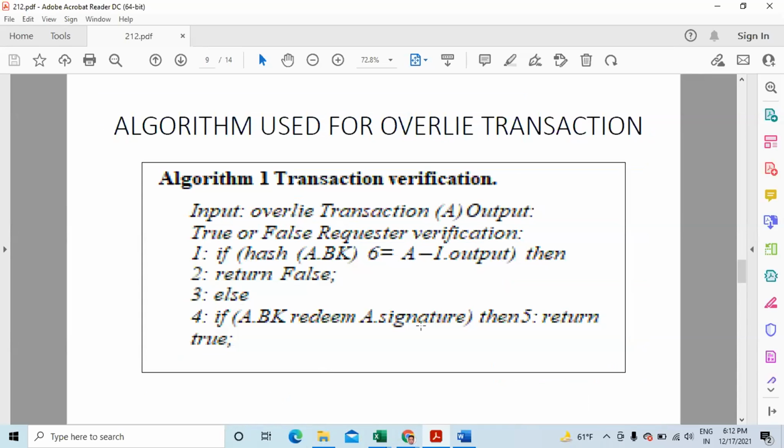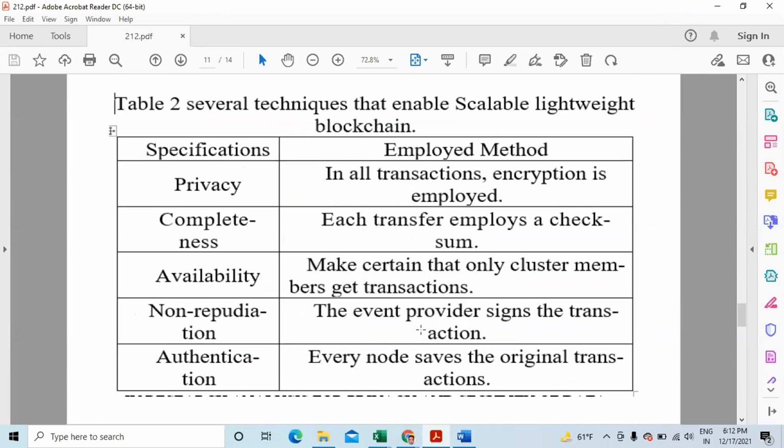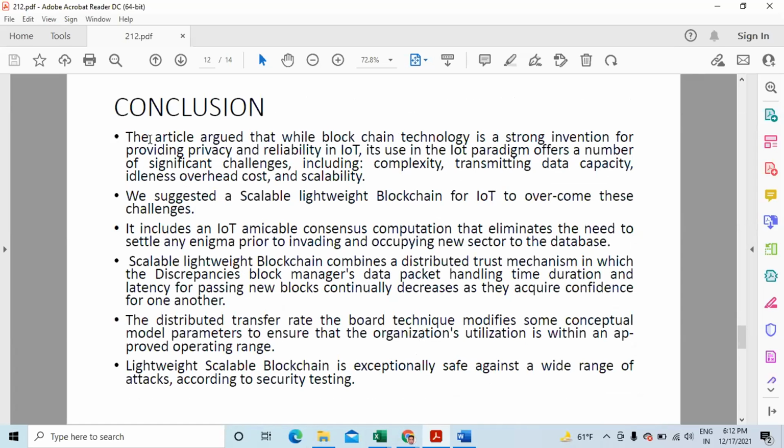This is the algorithm that we have used for your overlying transaction, where the hash has been given to you, and then you are releasing your signatures. And these were the tables that we validated with our results. And these are the specifications that we have taken for blockchain security. Like previously, we have taken up completeness, availability, non-repetition, and authentication with the employed method.